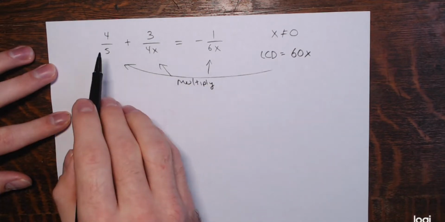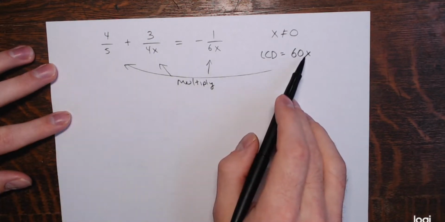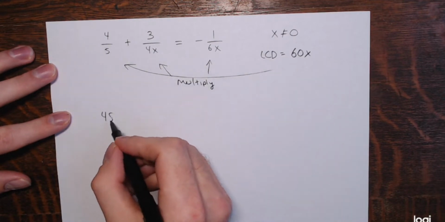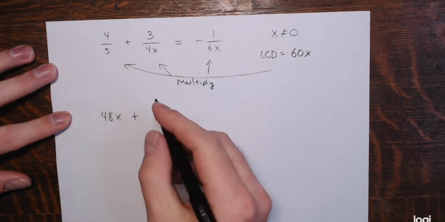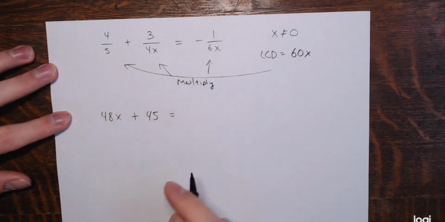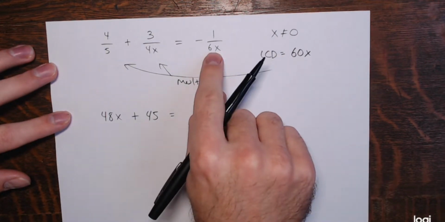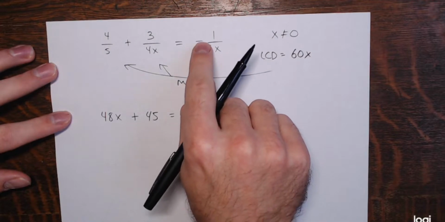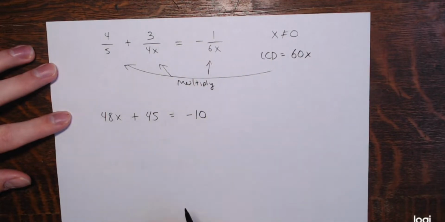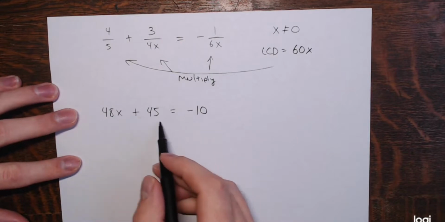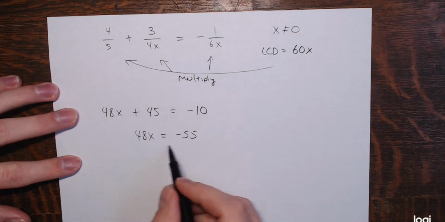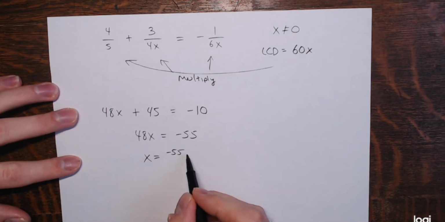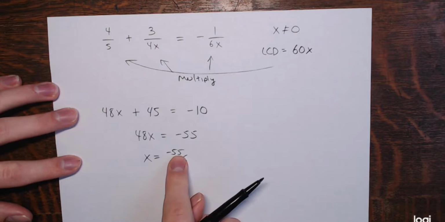Like I said, 5 goes into 60x 12x times, 4 times 12x is 48x, plus 60x divided by 4x would be 15. 3 times 15 is 45. So I have 48x plus 45 on the left. Then 60x divided by 6x is 10 times negative 1 would be negative 10. Okay, then I'd subtract 45. 48x equals negative 55. Then divide by 48. x equals negative 55/48. This is 5 times 11.